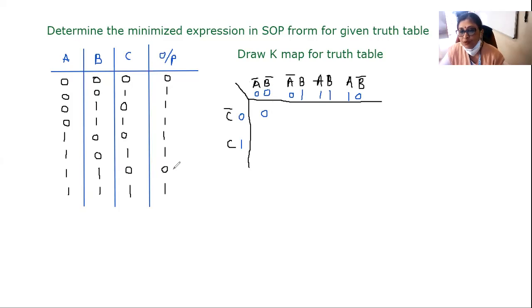Now if you come to this, here you can see A, B is 1 and C is 0. That means it is A, B, C bar. So here it is A, B and here it is C bar. Means this cell will be 0. Okay. And now remaining cells will be 1.